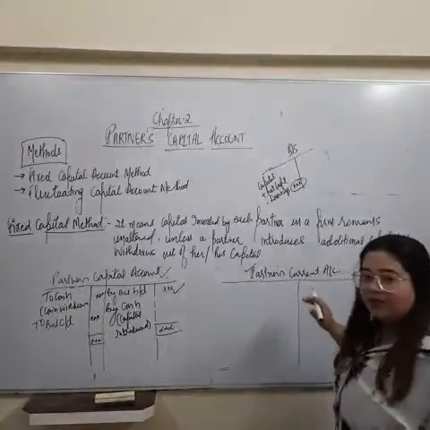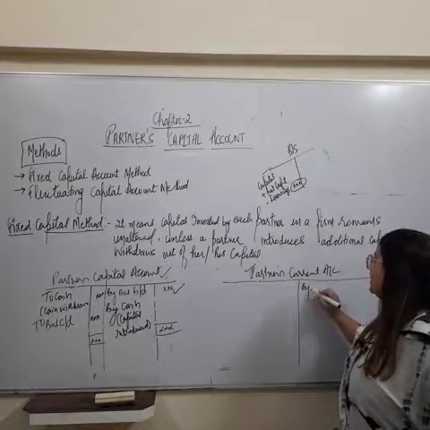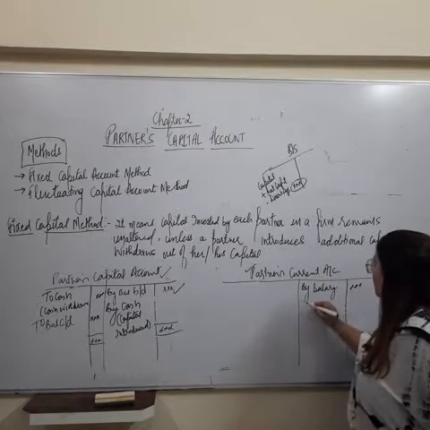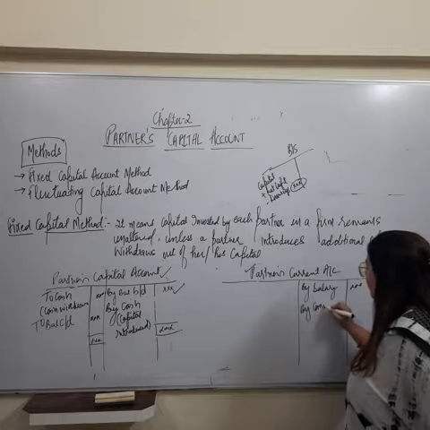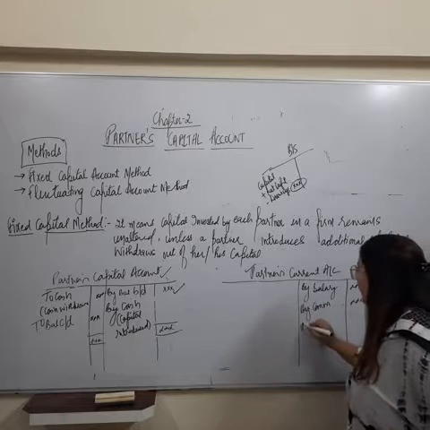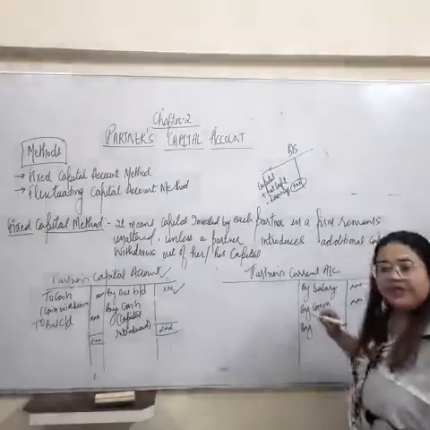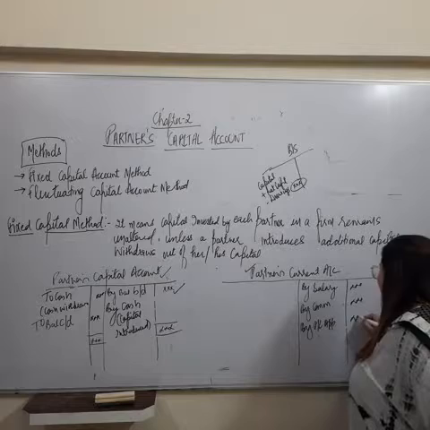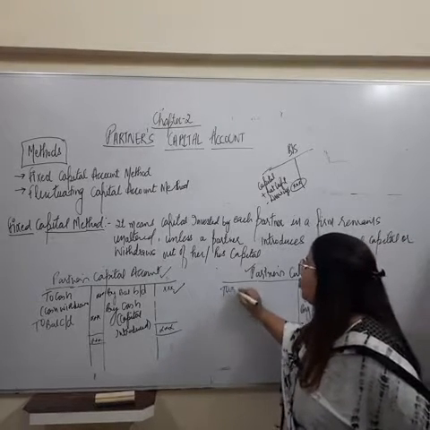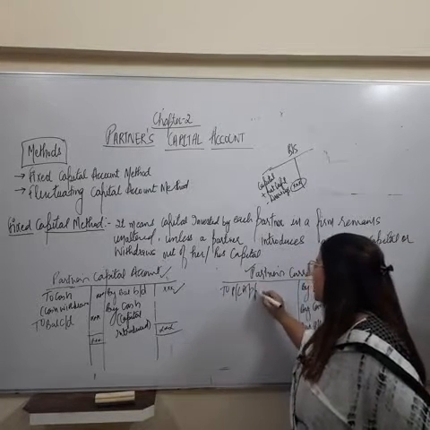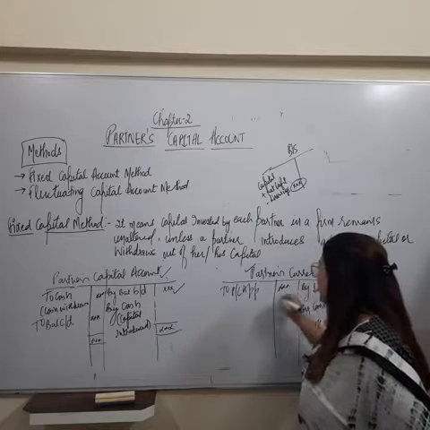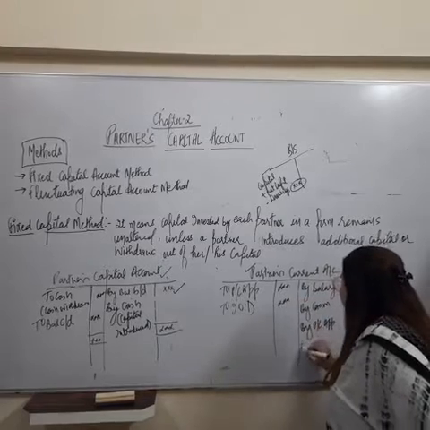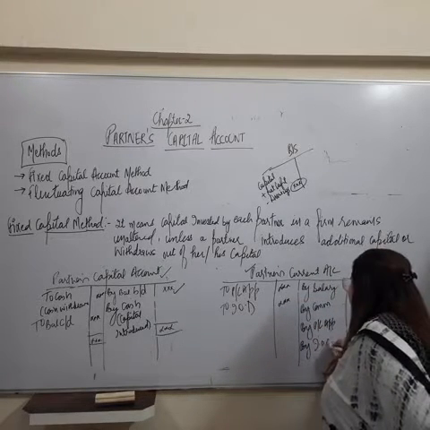Now what are the items left with us? That is by salary, by commission, then by profit from P&L appropriation, then by P&L appropriation we will write here. If there is loss, then to P&L appropriation, then to interest on drawings, then interest on capital.